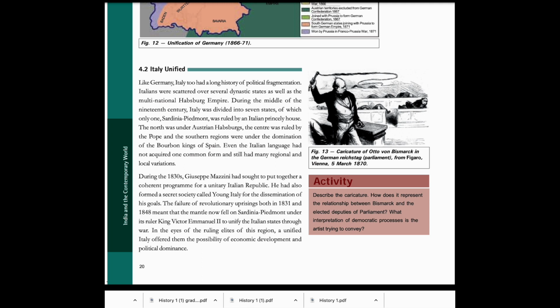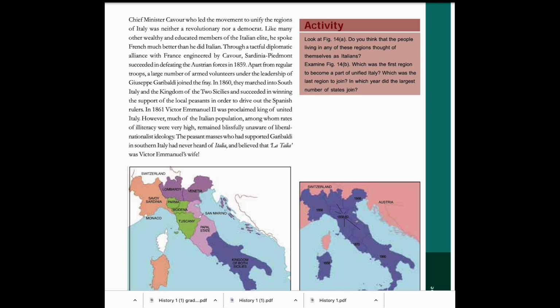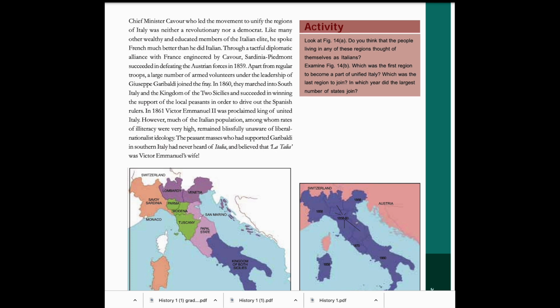In the eyes of the ruling elites of this region, a unified Italy offered them the possibility of economic development and political dominance. Chief Minister Cavour, who led the movement to unify the regions of Italy, was neither a revolutionary nor a democrat. Like many other wealthy and educated members of the Italian elite, he spoke French much better than he did Italian.